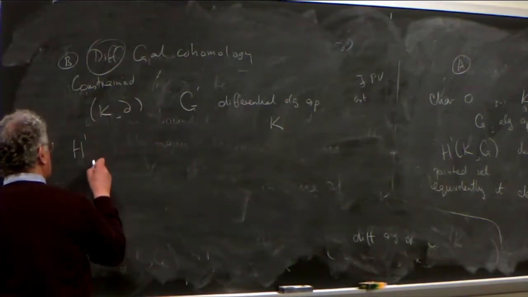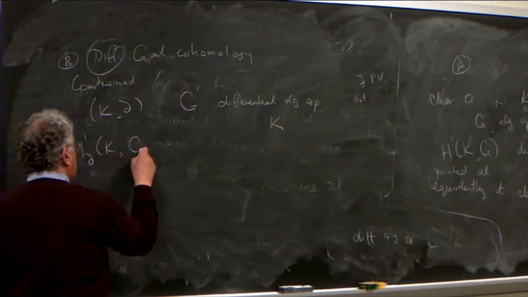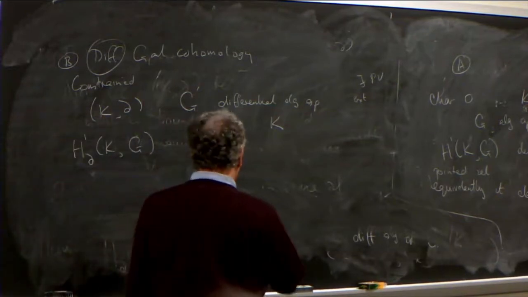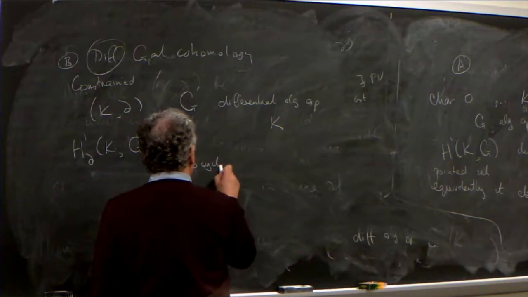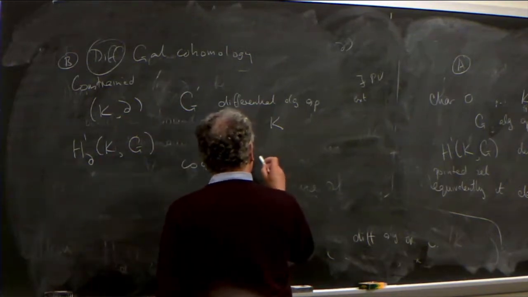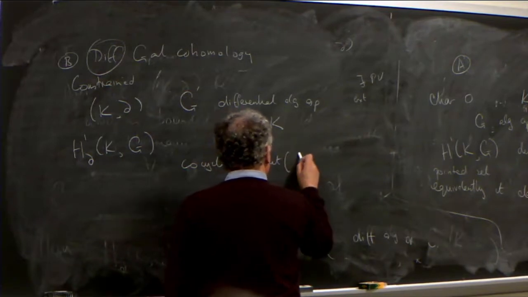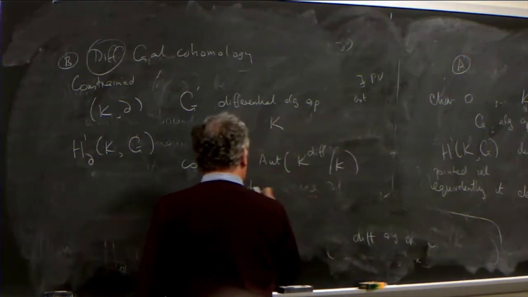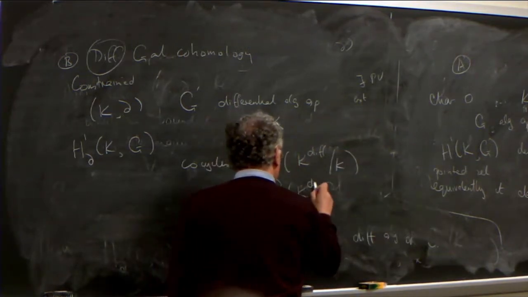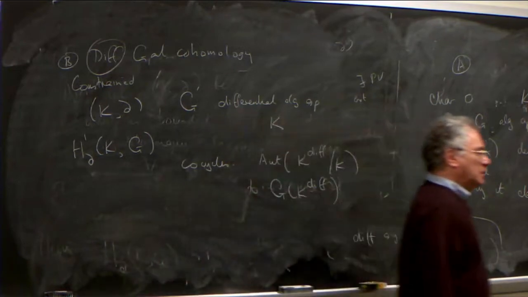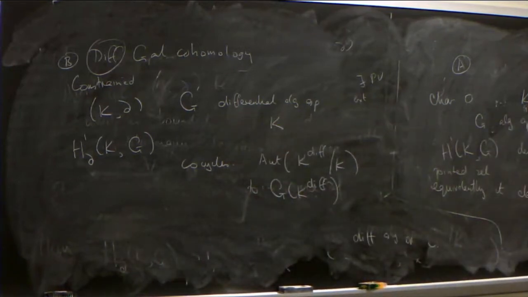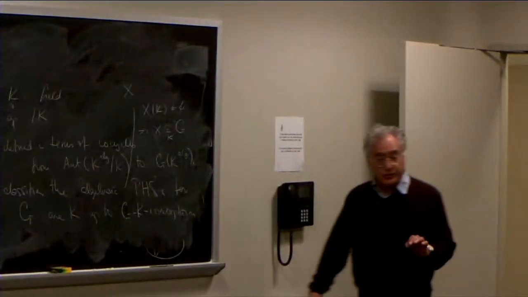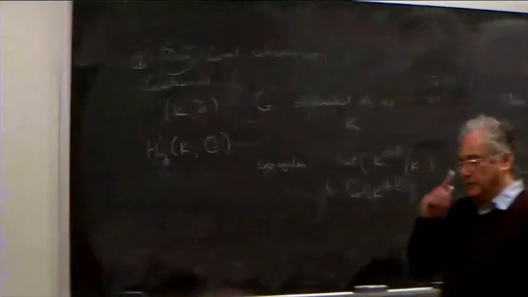H1, say G, can also be defined in terms of co-cycles. From what? Co-cycles from the automorphism group of the differential closure of K over K to the points of G. The differential closure is like the prime model over K. It's a differentially closed field. A differentially closed field is an analog of an algebraically closed field. We can do it like this, but with suitable co-cycles.